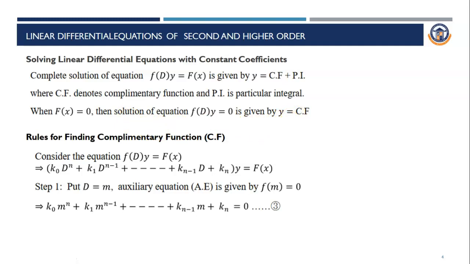How to find the complementary function? First, consider the equation k0 D power n plus k1 D power n minus 1 plus and so on plus kn minus 1 into D plus kn into y is equal to f of x, where k0, k1, k2 and so on up to kn are constants. First we put D is equal to m. The auxiliary equation is given by f of m is equal to 0. This can be written as k0 m to the power n plus k1 m to the power n minus 1 plus and so on plus kn minus 1 into m plus kn, that is equal to 0.